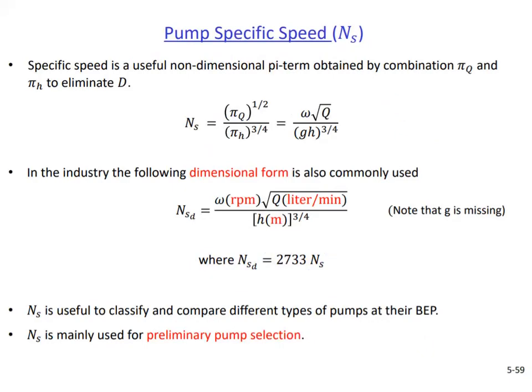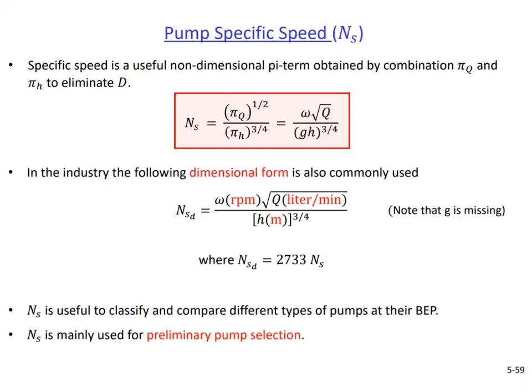Specific speed, shown with NS, is a non-dimensional number. For a pump, it is obtained by combining the flow coefficient πq and the head coefficient πh in a special way such that the diameter is eliminated. As you see, we take the square root of πq and divide it by the 3/4 power of πh.